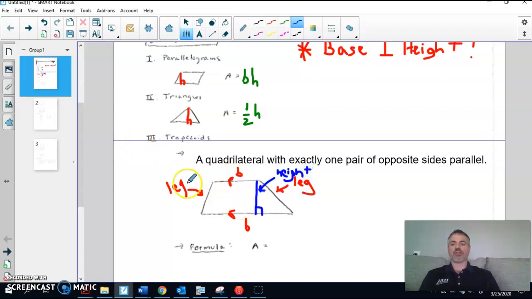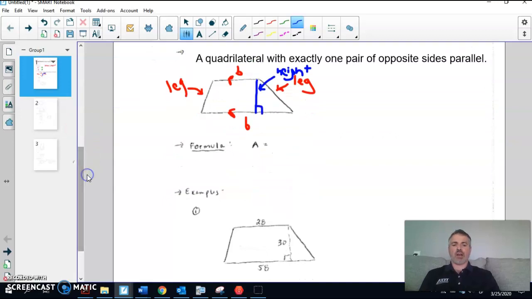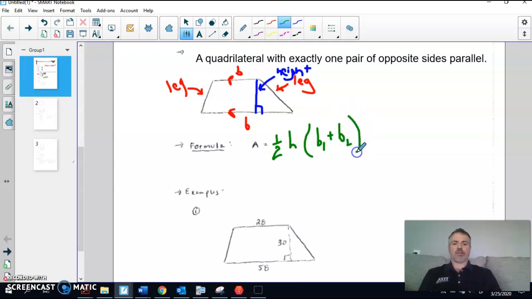So that is my height. And notice that it is perpendicular to the base. All right, so the formula for this is kind of complicated. The formula is going to use that height and then the 2 bases. But the formula goes like this. It's 1/2 the height, which is in blue up here, times the two bases added together. Base 1 plus base 2. Doesn't matter which one's base 1 and base 2, you're just going to add them together. So if I call this one base 1, this one base 2, and this is my height, it's 1/2 the height times base 1 plus base 2.